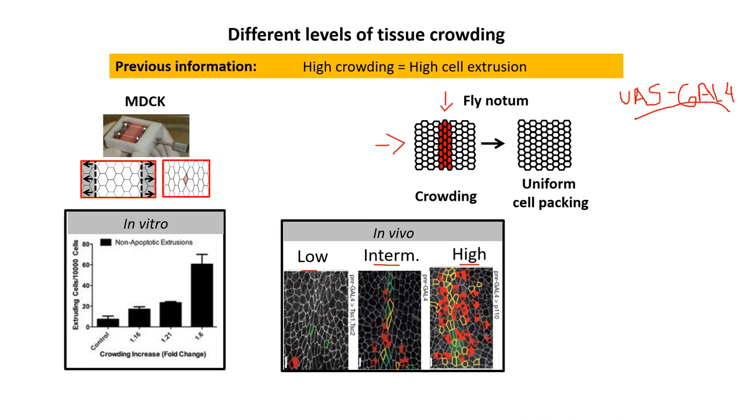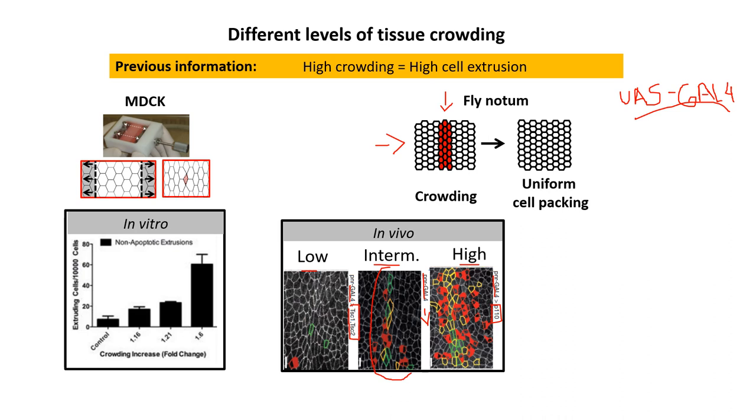And what you see here is that they use a Gal4, and they express this gene here, and here they use also a Gal4, and they express this gene here. Here they use another Gal4, but they didn't express any gene. So this is just the normal levels of crowding.